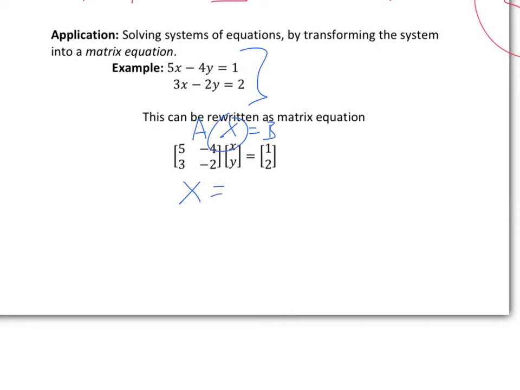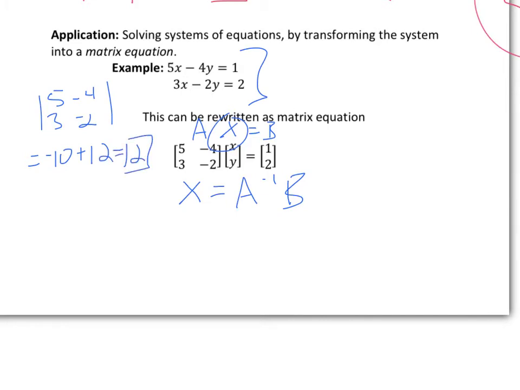So to solve this, you take matrix X equals the inverse of A times B. Before we do that, we first have to find the inverse of A. Before we find the inverse of A, we have to find the determinant of A. So we've got 5, -4, 3, -2. Find the determinant of that, we'll have -10 plus 12 equals 2. So the inverse of A is going to be 1/2 times our matrix here. Remember, we have to switch positions for the main diagonal and change the sign for the other one. So we'll have -2, +4, -3, and 5.